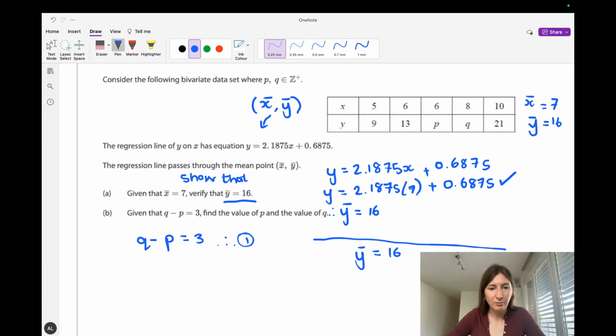And what could be another relationship I could find here to make another equation? Because if I have two variables, I need two equations. So what could another equation be? Any ideas? What equation could I make out of what I've been given? A little hint here is this.